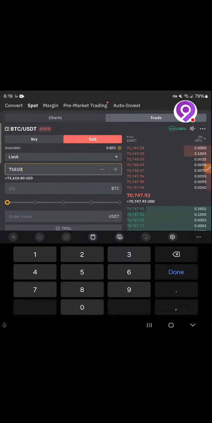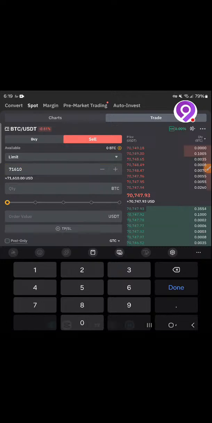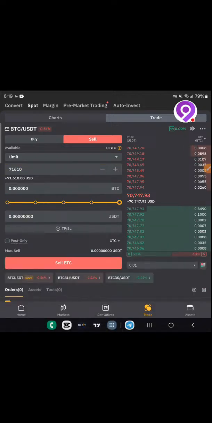Then just put it there at 71,610. Okay. Then if you want to sell 100%, just drag this all the way to 100%. If you want to sell half of your portfolio, that's fine. Just put it to 50%. So if it's on 50%, it will only sell 50% of the BTC that you have purchased. So if that's what you want, that's fine. Just click on sell. So when you click on sell, there will be a pending order.